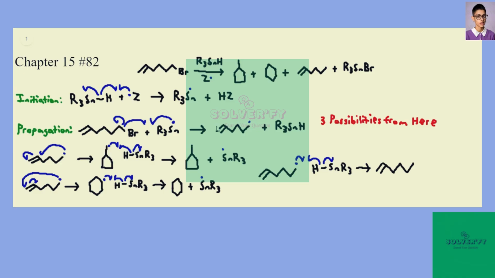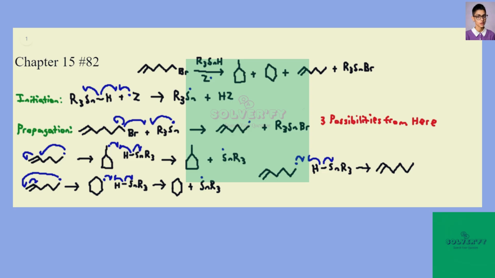Oops, I misdrew something. Sorry. I drew an H. Why isn't this working? I apologize. My eraser function does not appear to be working. Okay, there we go. So I drew an H, and of course, this should be a bromine. So let me fix that quickly.